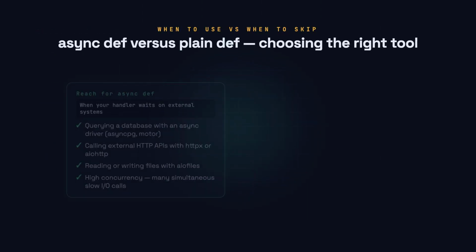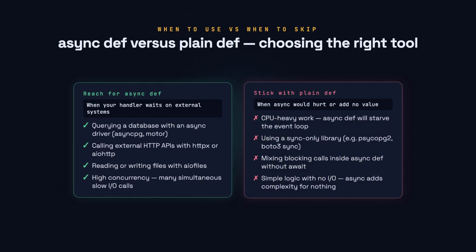The decision rule is straightforward. Use async def when your handler spends time waiting on something outside your process, a database, an API, a file. In those cases, await lets the event loop serve other requests during that wait. Use a plain def when your work is CPU intensive or when you are using a library that has no async support. Calling a blocking function inside async def without await is the classic mistake. It freezes the entire event loop and kills your concurrency gains.